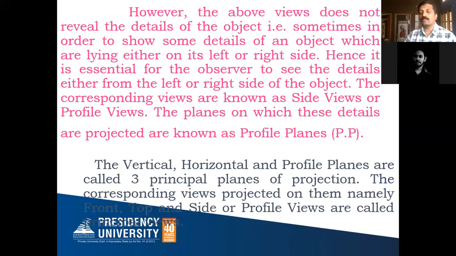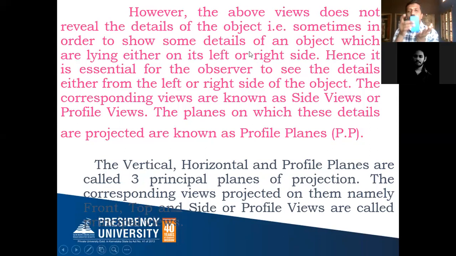However, the above two views, that is front view and top view, do not reveal the details of the object. Sometimes there are fine details on the left side or right side, so we cannot see that. So to get the complete details about the object, we need to go for the side view also. How to get the side views?